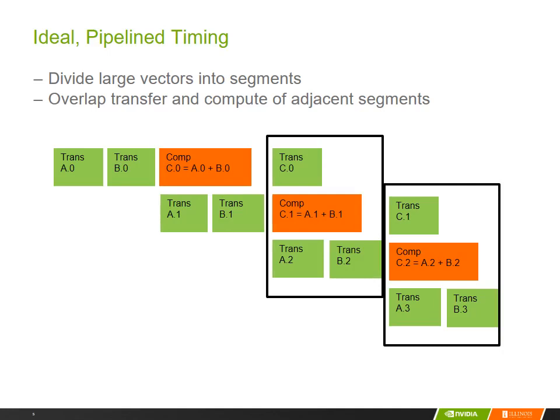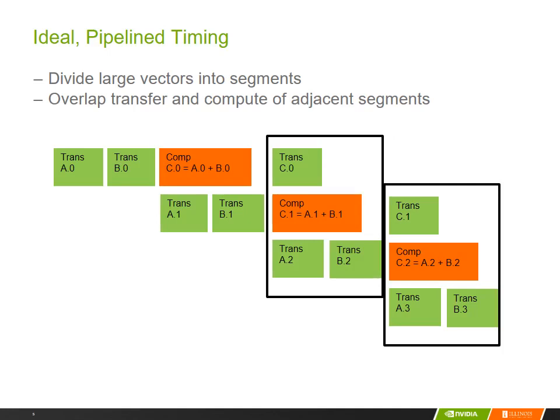So we divide up the vector into chunks, and we call them A0, B0, A1, B1, A2, B2. At the beginning, we will transfer the A0 and B0, the two small chunks, into the GPU. And then we will start the vector addition of A0 plus B0 in the GPU. And meanwhile, we immediately start to transfer the next small chunks, A1, B1.